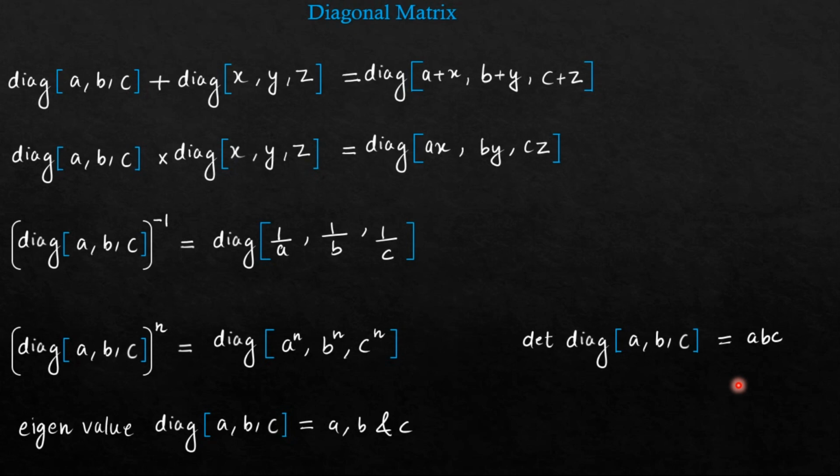So these are some of the properties by which you can simplify your calculation whenever you are dealing with a diagonal matrix. That is why in many cases, what I intend to do is convert any matrix into a diagonal matrix, because then performing any operation is pretty much simple as compared to a non-diagonal matrix.